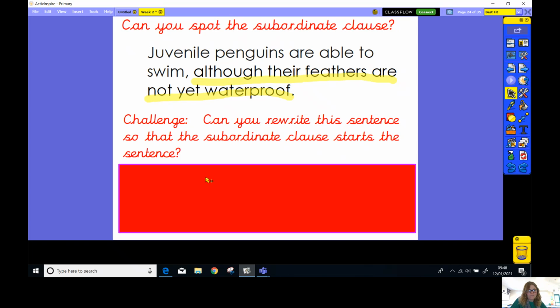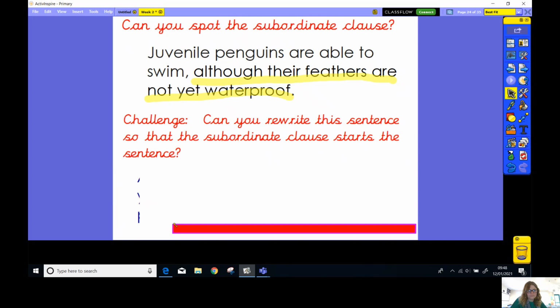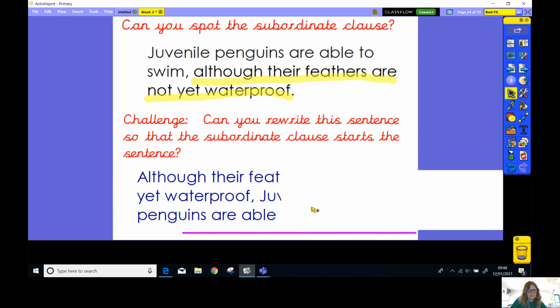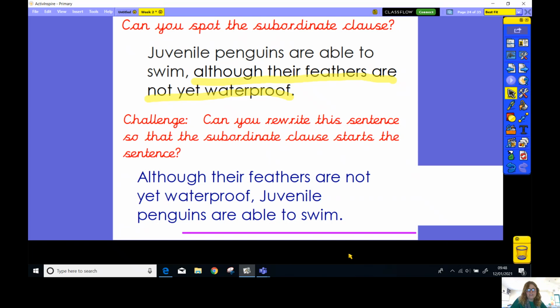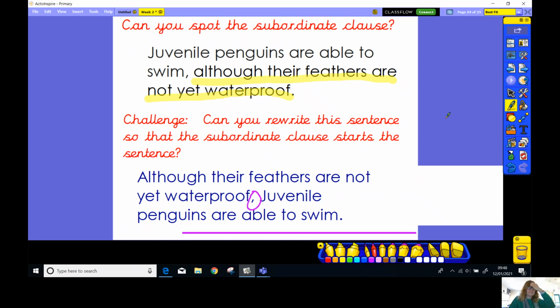Okay, well done. Now, hopefully your sentence should look like this. Although their feathers are not yet waterproof, juvenile penguins are able to swim. Notice that after my subordinate clause, I put a comma. Now, it's really important in Year 4 that we always remember to put our commas in the correct place. I'm going to circle that to remind you today. If you're writing complex sentences that start with a subordinate clause, after the subordinate clause, there must always be a comma.